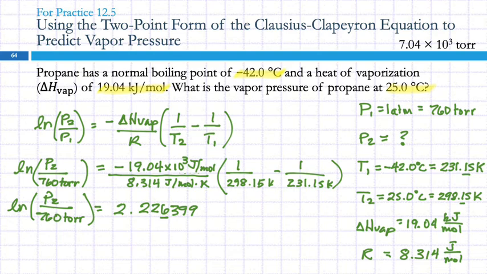Now we need to solve for P2. The natural logarithm is a function, it's not a number, so you can't divide by it. You have to undo the function, do the opposite of it, the antilog. So that is e to the x. The antilog of base 10 logarithms, the log one, is 10 to the x. So I'm going to do e to the x for both sides, and I'm going to get P2 over 760 torr is equal to e to the 2.226399.